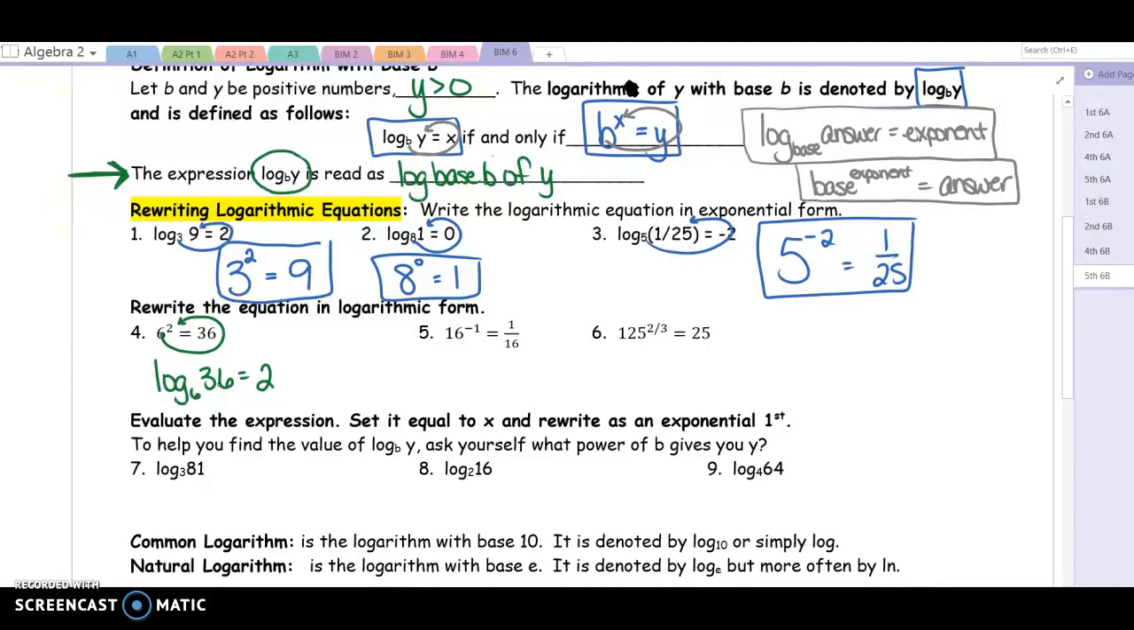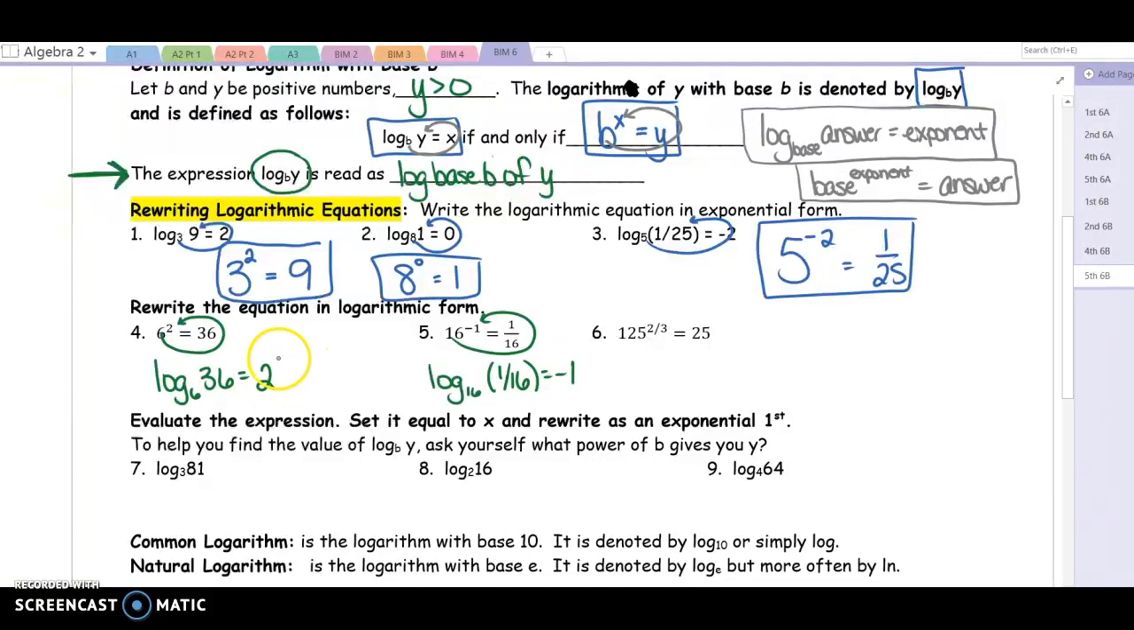On number 5, start with your 16. Log base 16 of 1/16 equals -1. You don't have to put 1/16 in parentheses, but anytime you have something like that inside the log, it is helpful if you have parentheses in there.